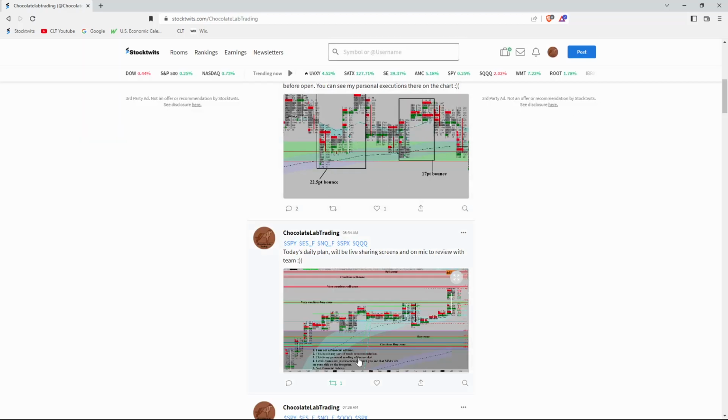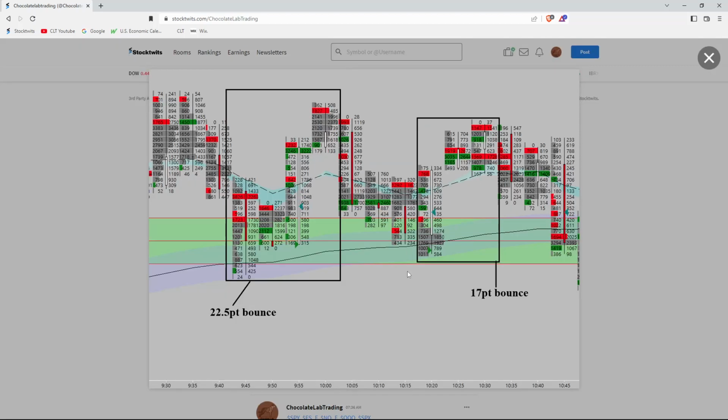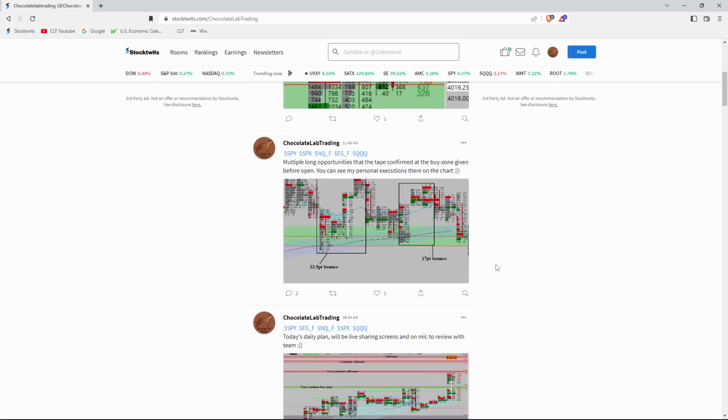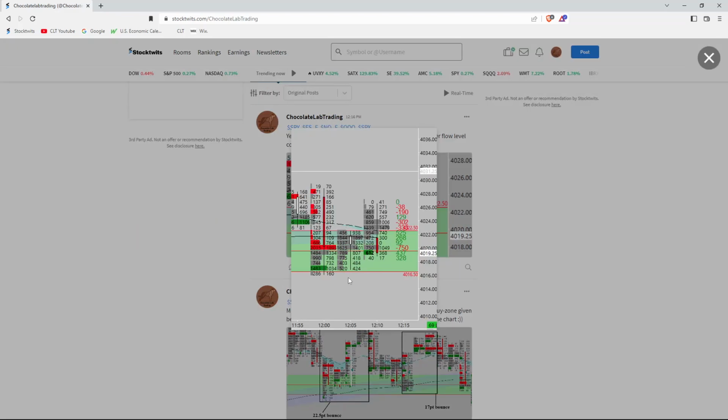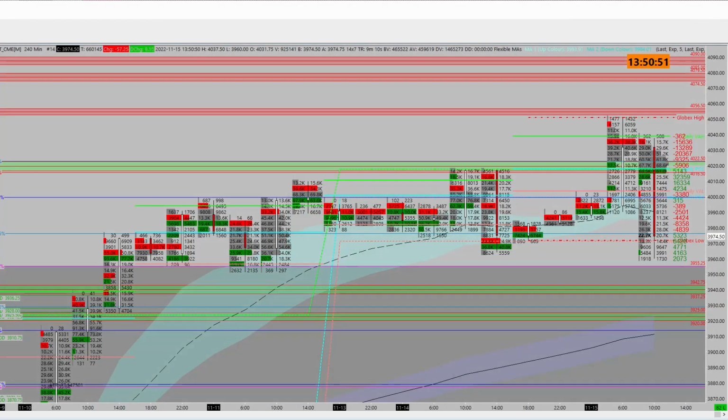I posted here, obviously the zones, and we got plays over here at this very cautious buy zone. So, as of this time, there were 2 different bounces. We can see my executions here, but I'll actually pull it up on Sierra. 2 bounces here, though. It provided a 22.5 point bounce and a 17 point bounce. And then I think I posted one more. It also provided another 10. And so let's go into the actual charts now.